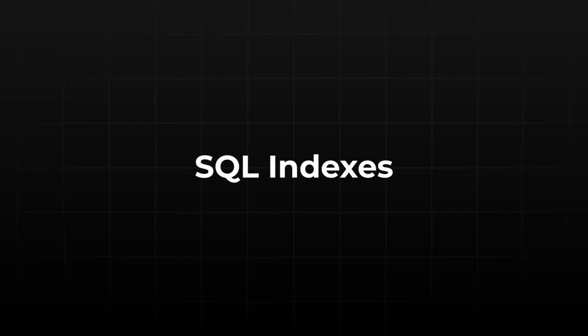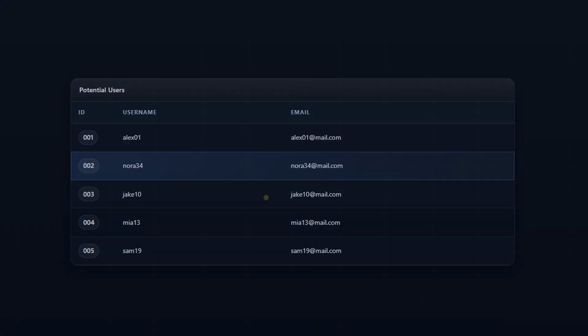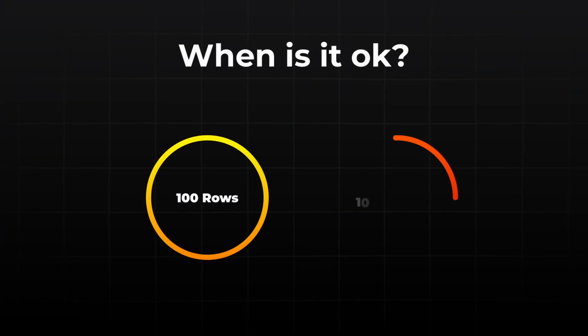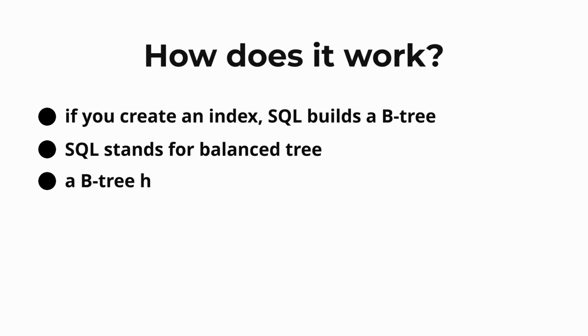Let's understand indexes in SQL. Without an index, SQL performs a full table scan. It checks every row one by one until it finds a match. That's fine for 100 rows, but terrible for 10 million. When you create an index, SQL builds a B-tree, a balanced tree, so it can find data fast.